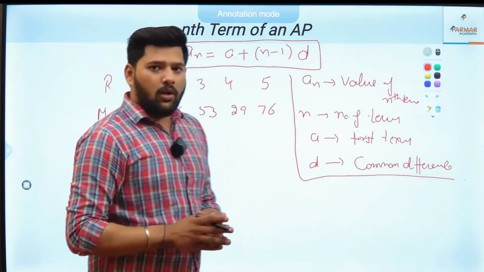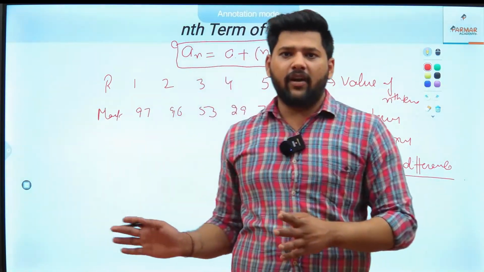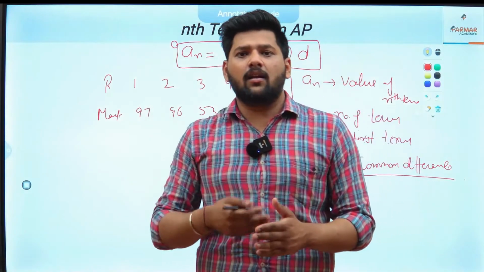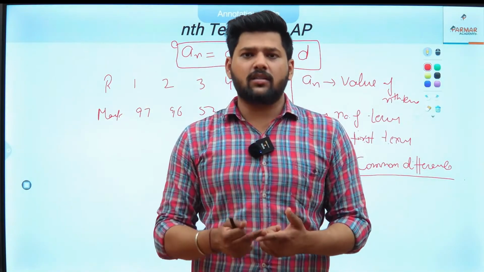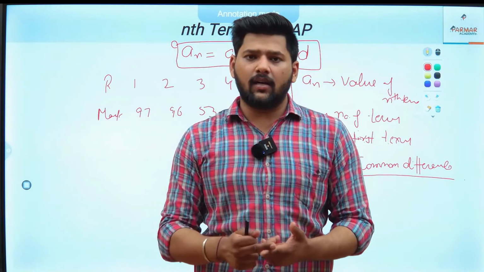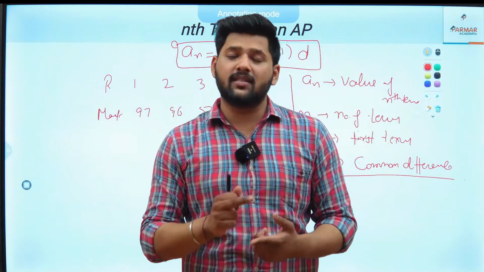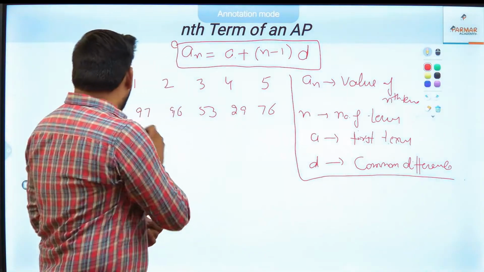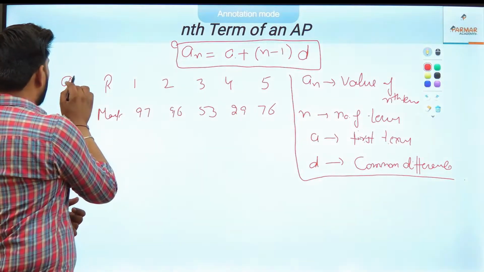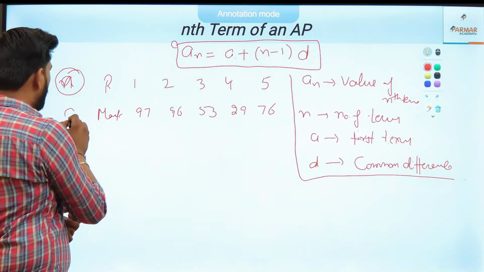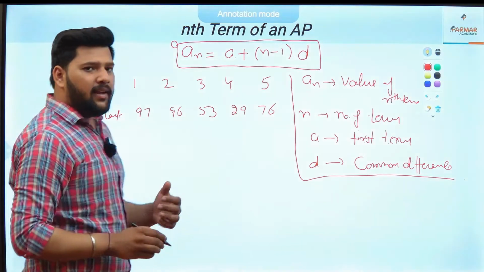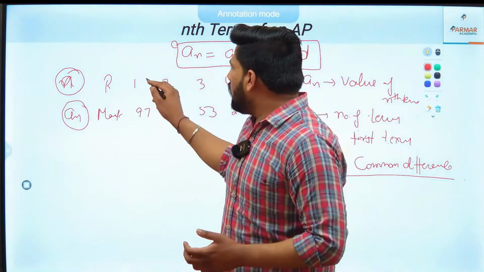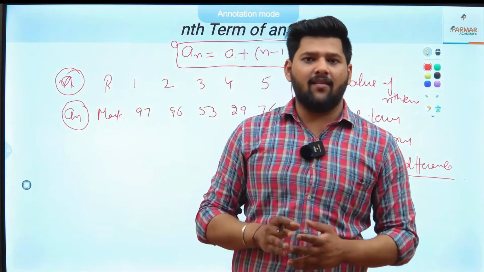Look at here. So this clarifies your relationship between n and an. N is the number of the term, that is first term, second term, third term, fourth term, fifth term, sixth term. That is the number of the term. And an, this is n, and this one second is an. An is the value at that position. For example, roll number 1 has 97 marks.